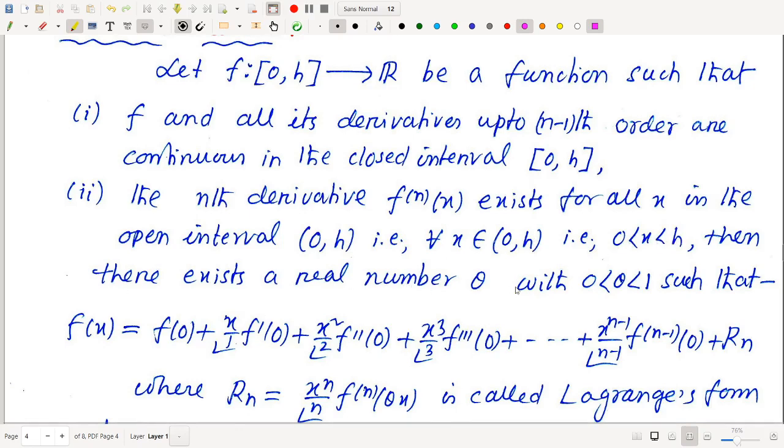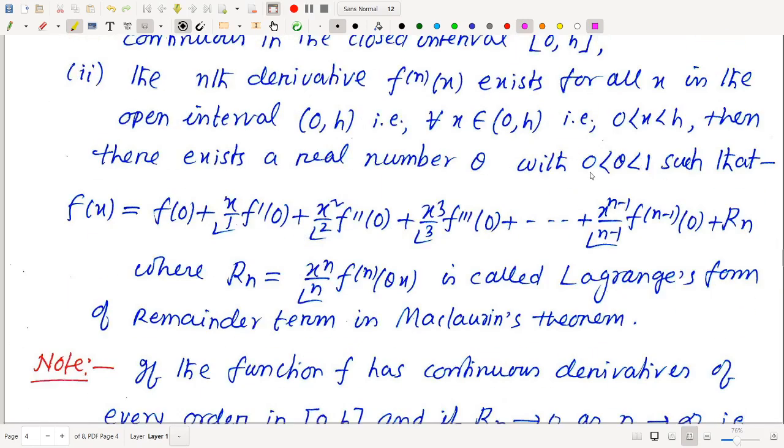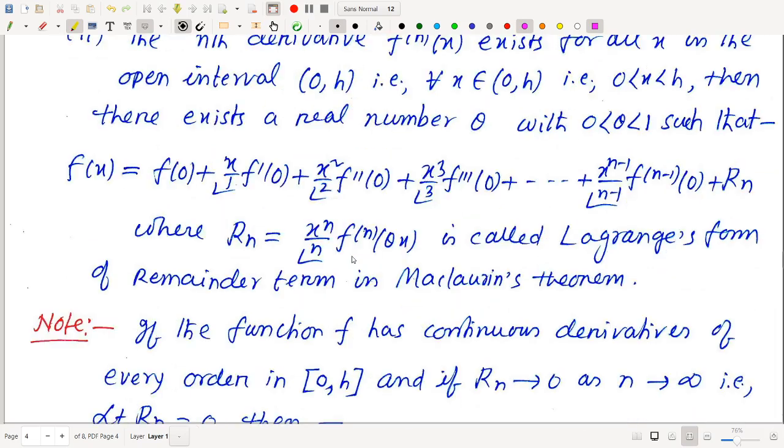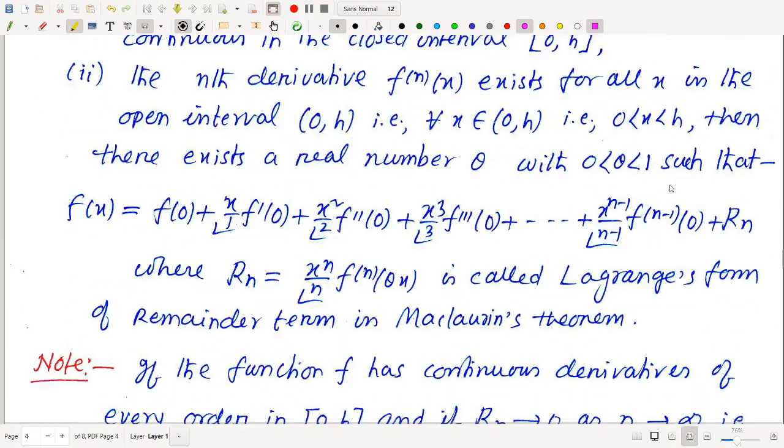Then there exists a real number theta with 0 less than theta less than 1, such that f(x) equals f(0) plus x/1! f'(0) plus x²/2! f''(0) plus x³/3! f'''(0) plus ... plus x^(n-1)/(n-1)! f^(n-1)(0) plus Rn, where Rn means x^n/n! f^(n)(θx), and this is called Lagrange's form of remainder term in Maclaurin's theorem. So this is Maclaurin's theorem statement.